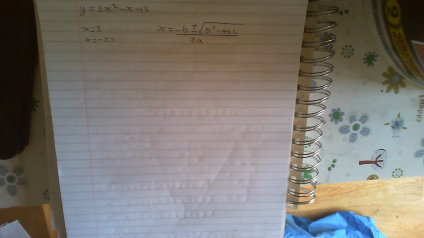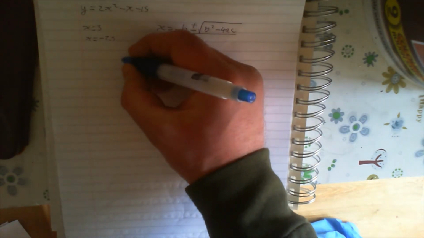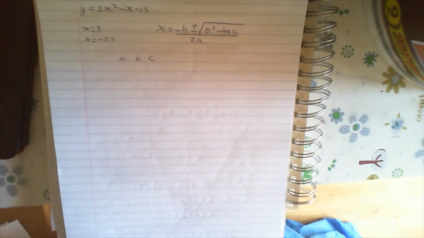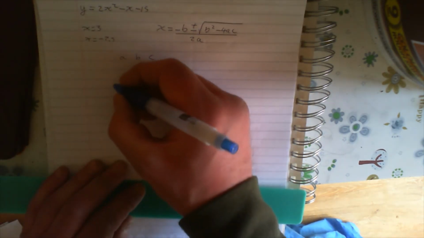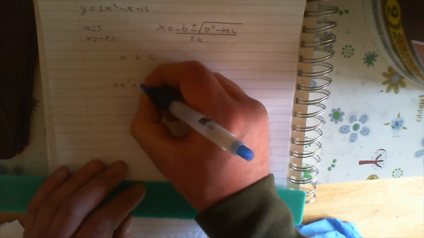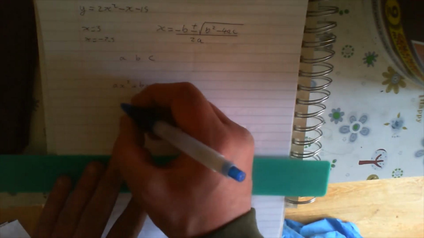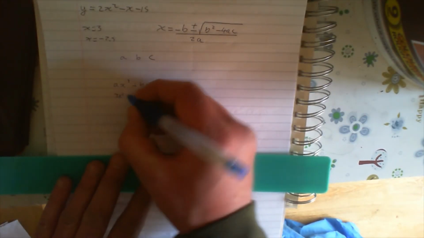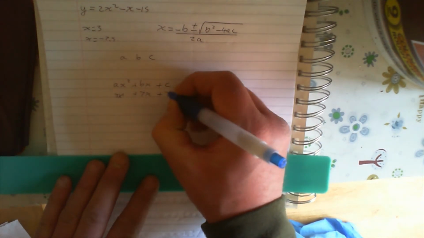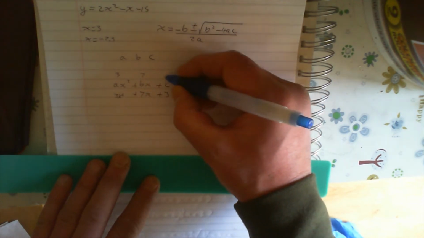Now what we mean by this though is, what you've got here is variables a, b and c. Okay, what are they? Right, when you have an equation that's like ax squared plus bx plus c, where if this was 3x squared plus 7x plus 3, a, b and c would be 3, 7 and 3.